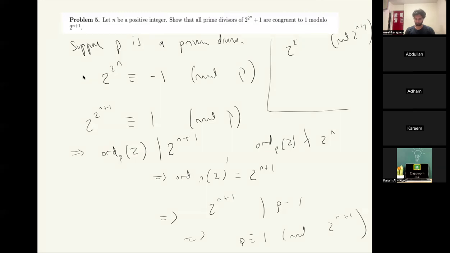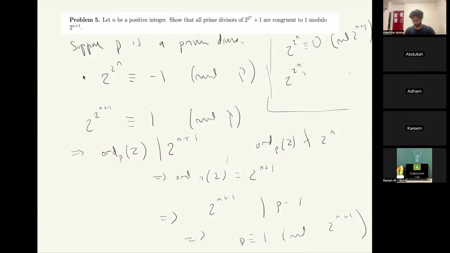Okay, so we started with 2 to the 2 to the n, which is congruent to 0 mod 2 to the n plus 1. I originally proved this. If we were to put it as a lemma, then we can write 2 to the n as ap minus 1. Then we put that ap minus 1 is congruent to 0 mod 2 to the n plus 1. We add plus 1 on both sides.